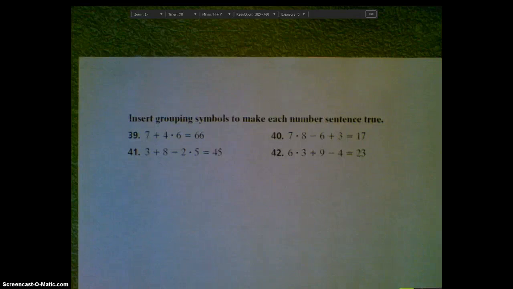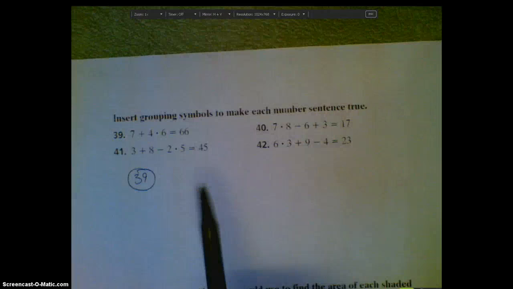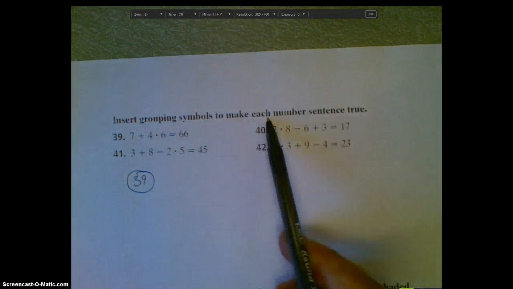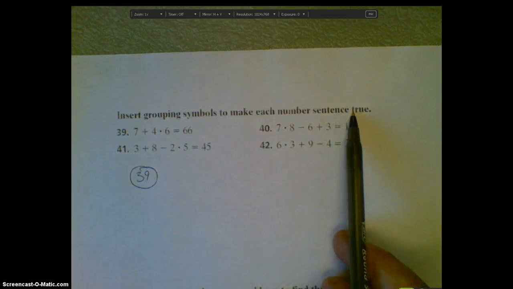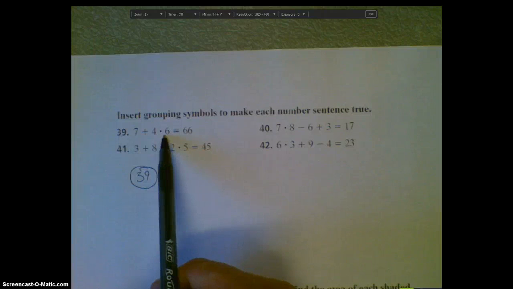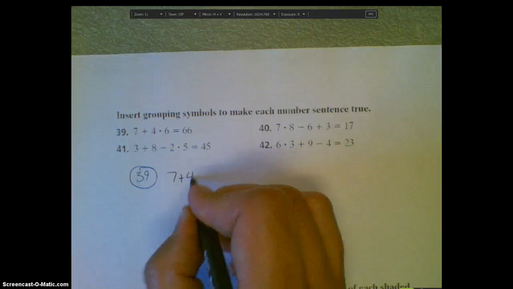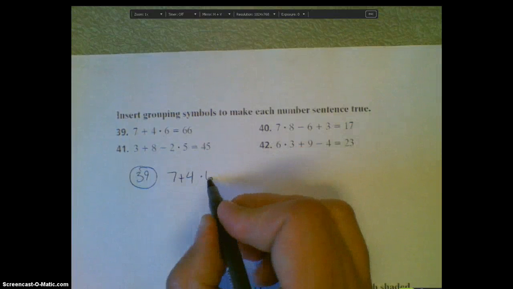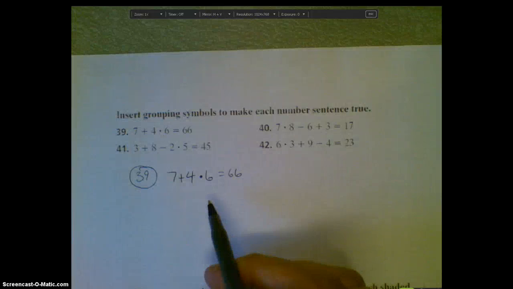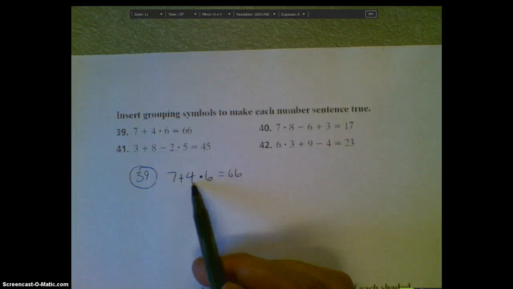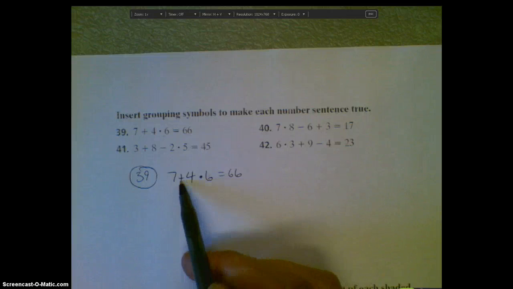These problems are tricky. I'm going to do 39 for you. I've got to insert grouping symbols to make each number sentence true. That means I've kind of got a trial and error to see how I can get these numbers with parentheses somewhere to equal 66. So I'm just going to try a few of these out. 7 plus 4 times 6 equals 66. Well, I would be doing 4 times 6 first anyway, because I always multiply before I add.